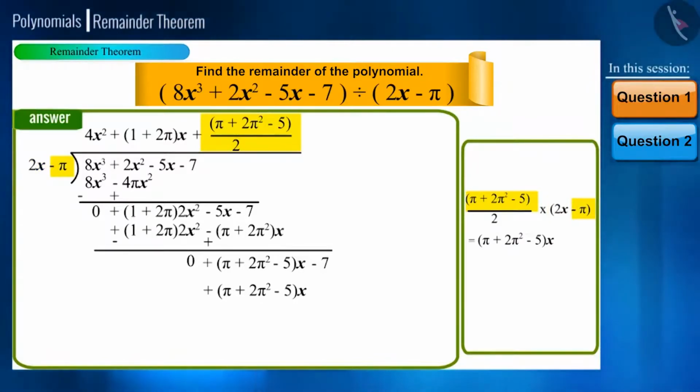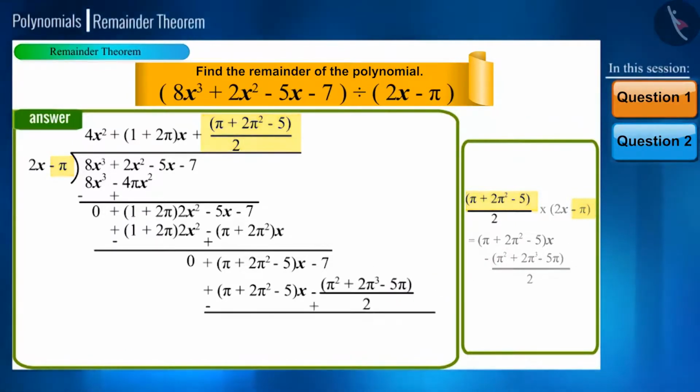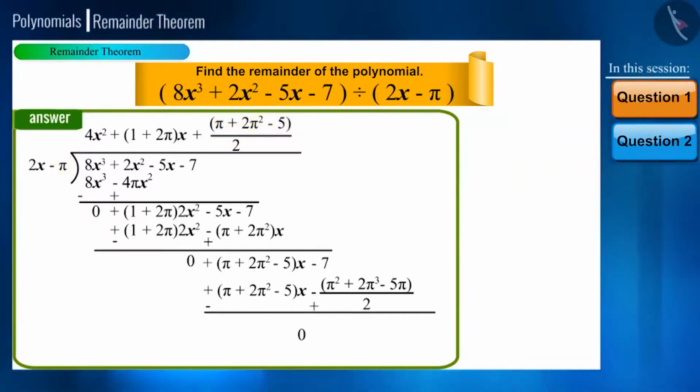On multiplying with minus pi, we will get minus pi square plus 2pi cube minus 5pi divided by 2. On subtracting, the signs will change and we will get the remainders minus 7 and pi square plus 2pi cube minus 5pi divided by 2, which together will become pi square plus 2pi cube minus 5pi divided by 2 minus 7.